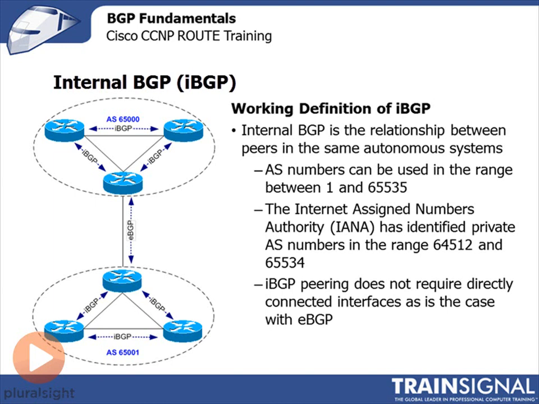Now, iBGP, or internal BGP, is the relationship between peers within the same autonomous system. In each one of the circles in the diagram, the routers at the top are internal BGP peers. They don't even need to be direct relationships, but they're within the same autonomous system. Again, AS numbers between 1 and 65535. There are internal private AS numbers. But one of the things that's very different about iBGP is that the peering does not require directly connected interfaces. There is no need for a multi-hop command in iBGP.